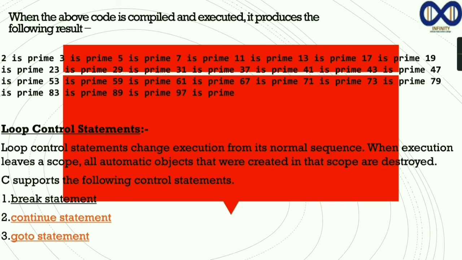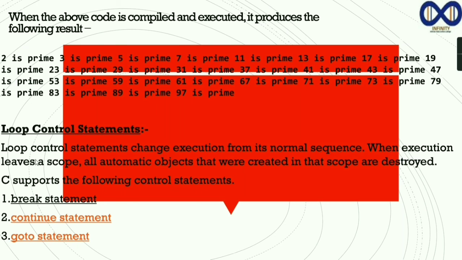And when this code, meaning the last programming code, is compiled and executed, it produces the following results. This type of result: 2 is prime, 3 is prime, 5 is prime, 7 is prime, and so on like that, up to 97 is a prime number. So from 2 to 100, this type of prime numbers is there.